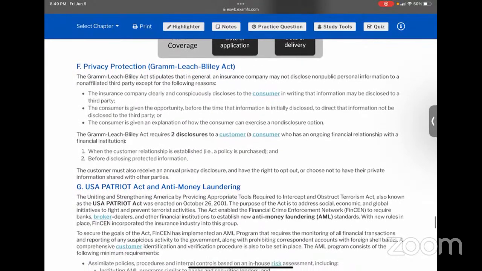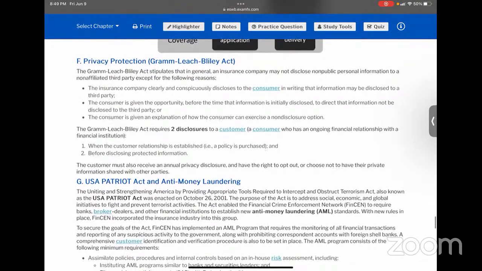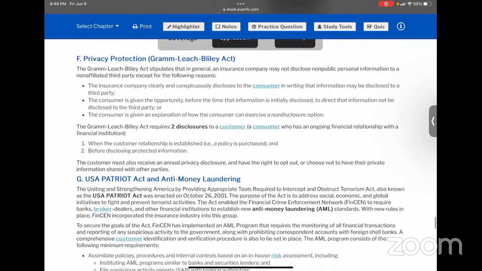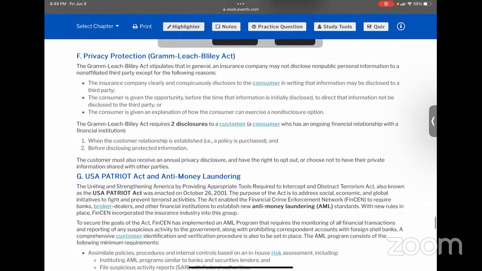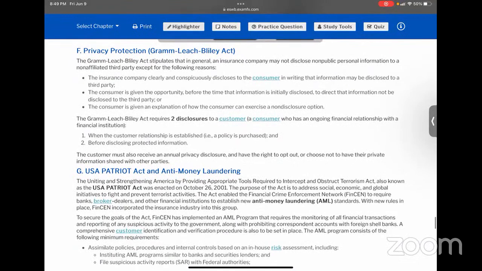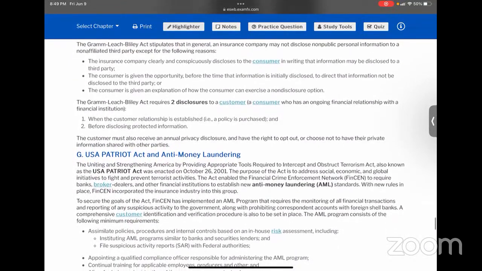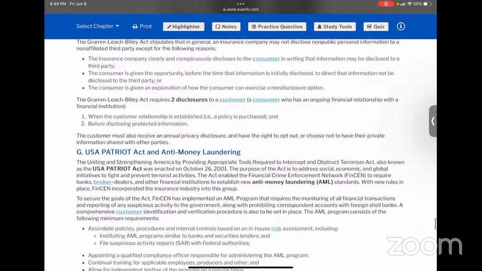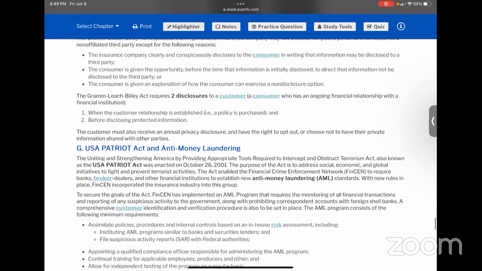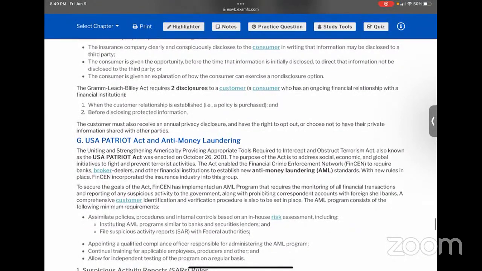The insurance company clearly and conspicuously discloses to the consumer in writing that information may be disclosed to a third party. The consumer is given the opportunity, before the time that the information is initially disclosed, to direct that information not be disclosed to the third party, or the consumer is given an explanation of how the consumer can exercise a non-disclosure option.